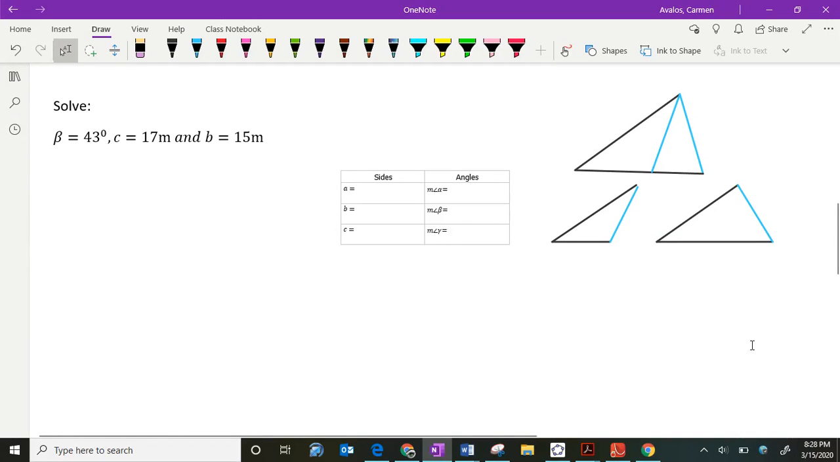Okay, we're still on the ambiguous case, but now let's do a couple of problems on there so that we could see what is actually happening. So I pre-drew these because I am going to tell you that this is the ambiguous case with two triangles. So let's figure out how to do that.